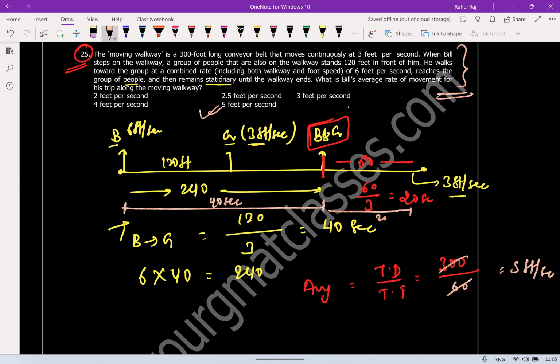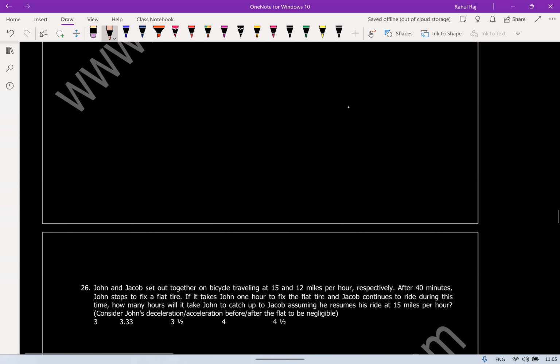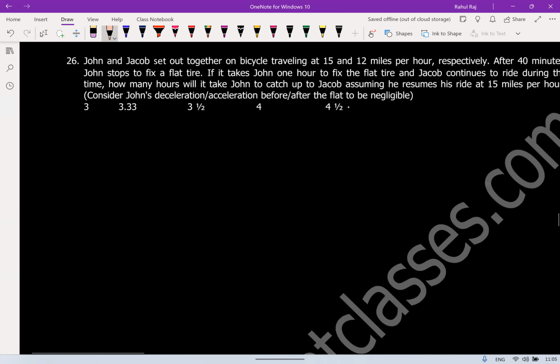Is this understood? Anyone, any problem? Saddeq, any problem here? No. Ujjwala, any problem? Understood, Rahul. Question number 26, please.